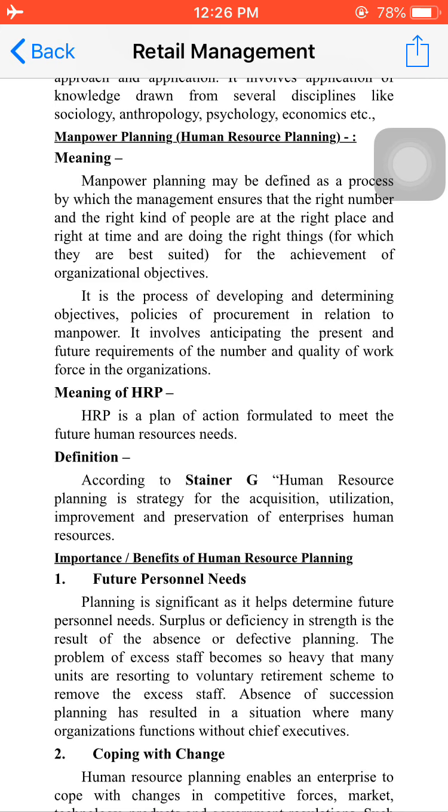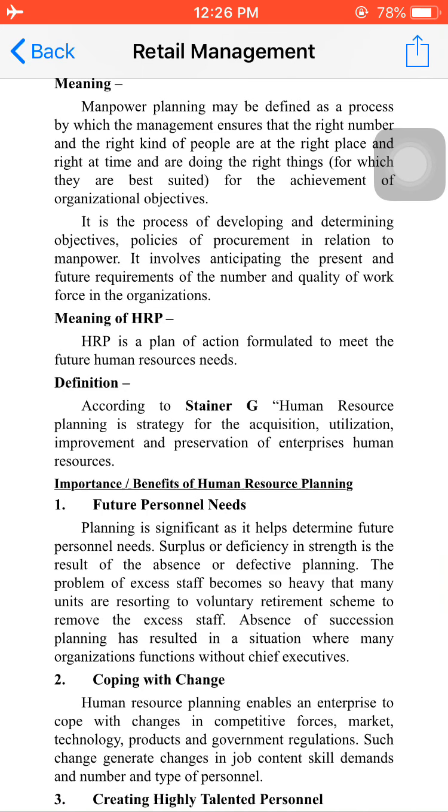So whatever is related to the human resource, to get a better output in a more effective and efficient manner from the human resource, these things should be carried out by the human resource, and this is called human resource planning. Whatever human resource planning takes place will be done by the human resource manager.